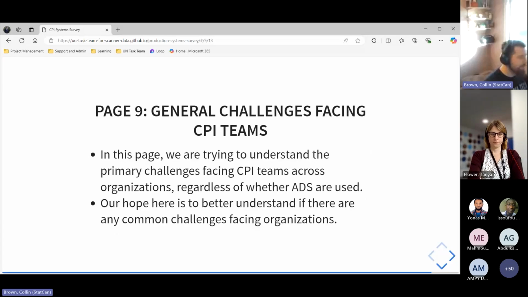Page 9 is about general challenges facing CPI teams, more generally. Regardless of alternative data or not, we're trying to understand what are the key challenges in the development and maintenance of these systems. Same idea, if a bunch of organizations are facing common challenges, then we can provide guidance to address those most important challenges that many organizations face.